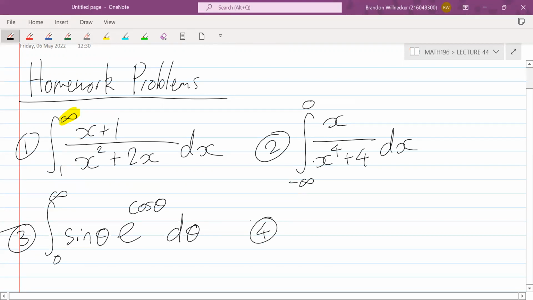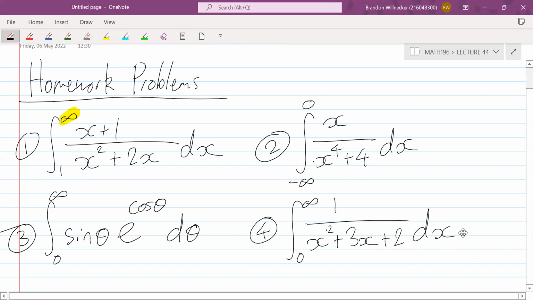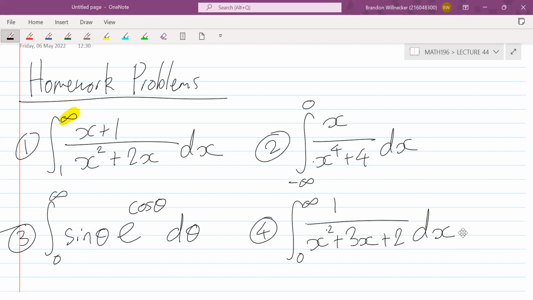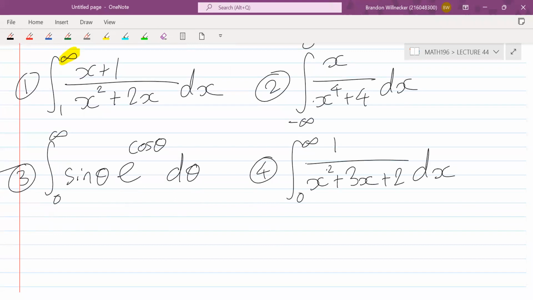Number 4. We have the integral from 0 to infinity of 1 over x squared plus 3x plus 2. Okay, just keep in mind that that denominator could be 0. You're going to have to check that. And then that would give us asymptotes if that denominator is 0.